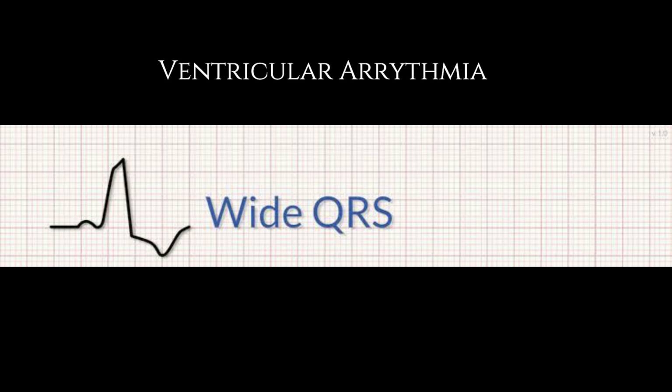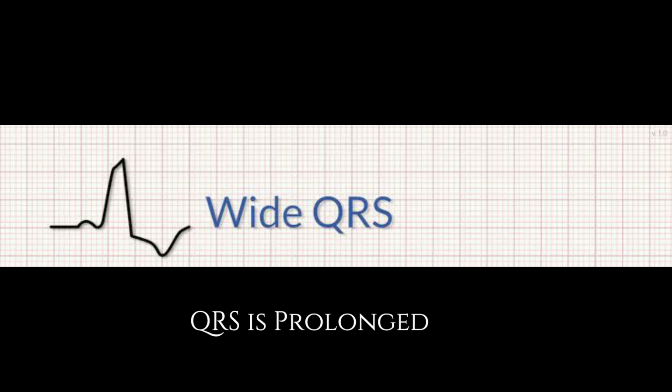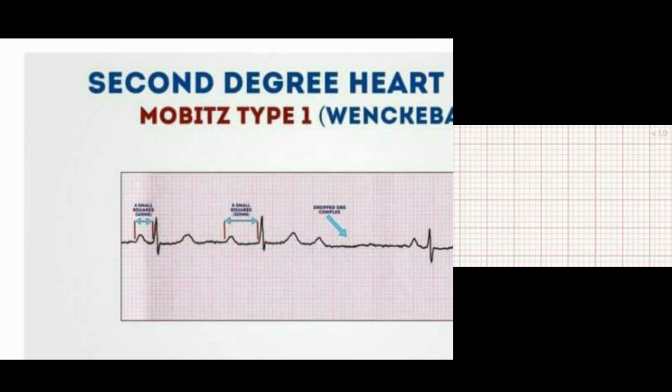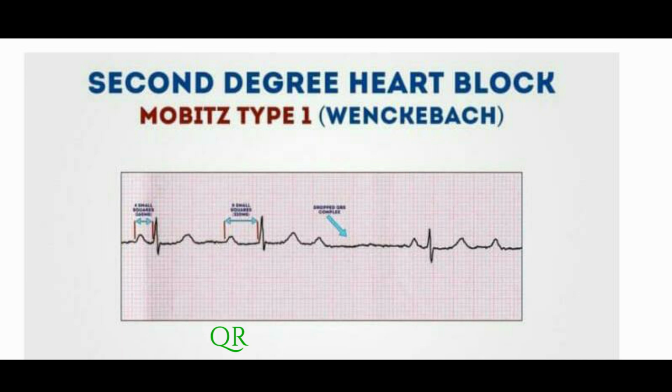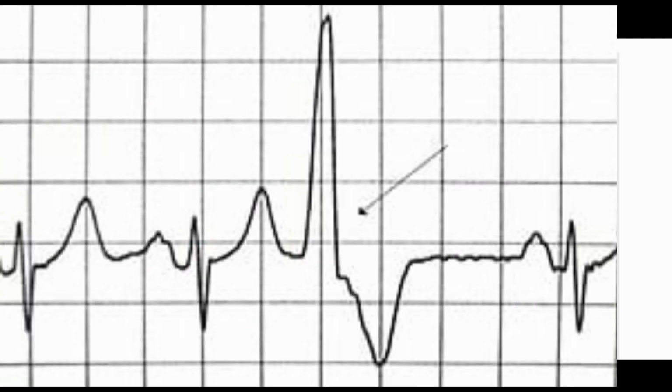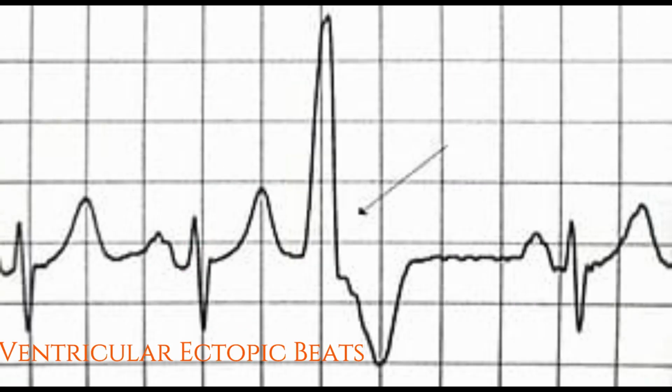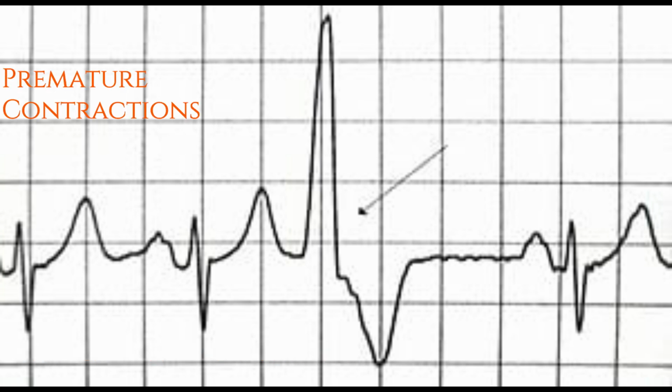In ventricular arrhythmia, usually the QRS is prolonged. In case of secondary heart block, the QRS is missing along with the T wave. We also find the QRS is broader in case of ventricular ectopic beats. Now, what are ventricular ectopic beats? Ventricular ectopic beats are premature contractions of the ventricle.